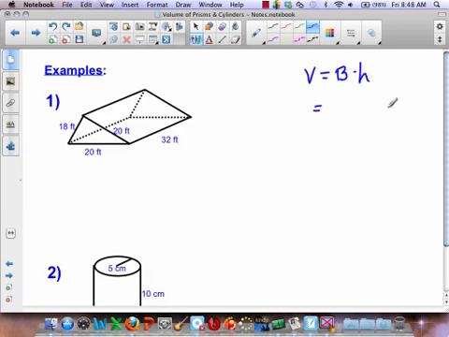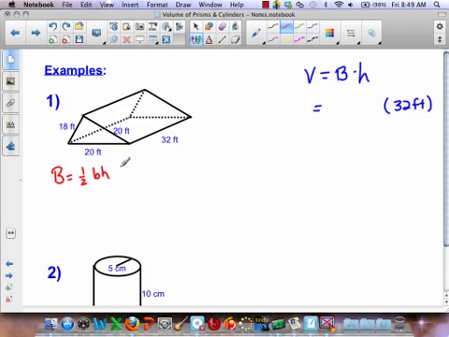One of these is really easy. What do we know? We know the height. What's the height of this prism? 32 feet. What do we not know? The area of the base. What shape is the base? Triangle. Okay, so that means that my base is one half base times height, right? That's how you find the area of a triangle.